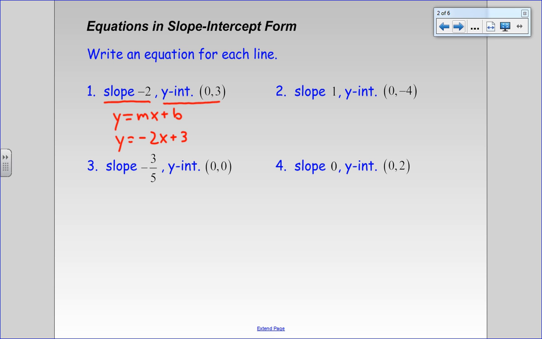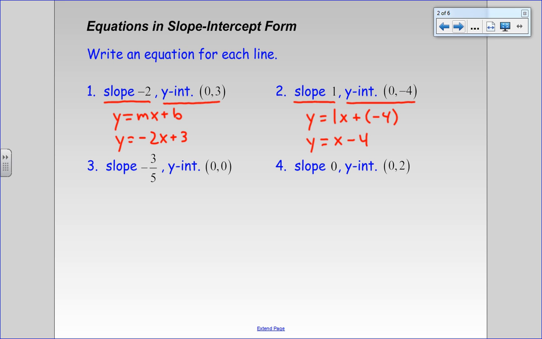Let's move to example 2. We have a slope of 1 and a y-intercept of (0, -4). This leads to the equation y equals 1x plus -4. Or since 1 times x is just x, and adding -4 is the same as subtracting 4, we can just write y equals x minus 4 for the equation of this line.